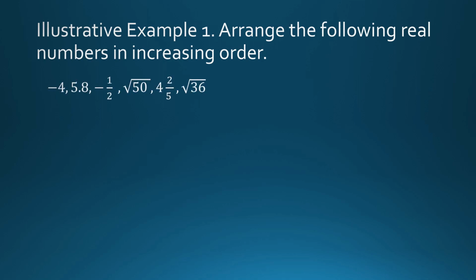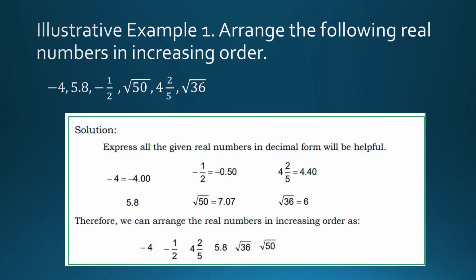So given -4, 5.8, -1/2, square root of 50, 4 and 2/5, square root of 36. So our solution for this, express all the given real numbers in decimal form, will be helpful. So we have -4 is equal to -4.00, -1/2 is equivalent to -0.50, 4 and 2/5 is equivalent to 4.40, and we have 5.8 or 5.80. Square root of 50 is 7.07.